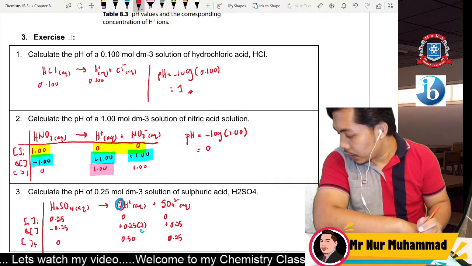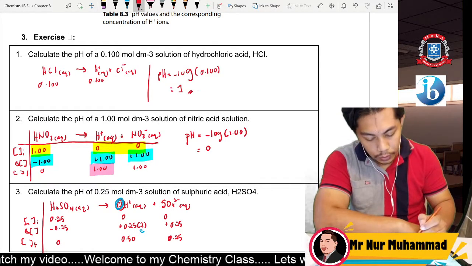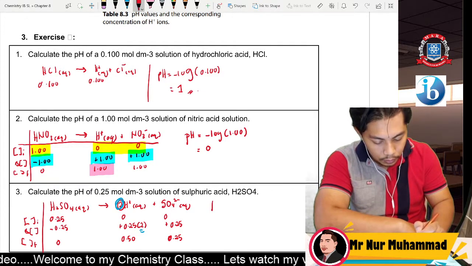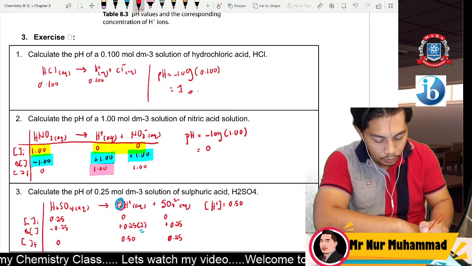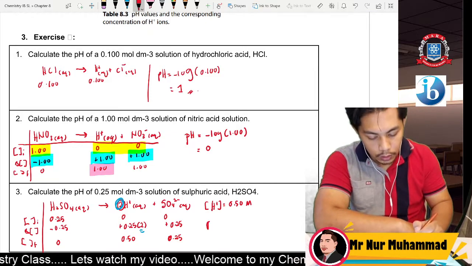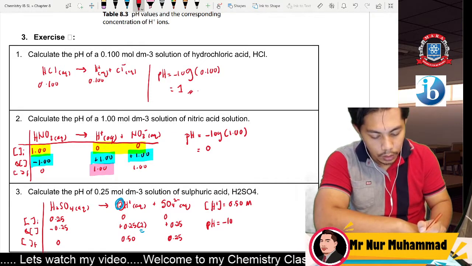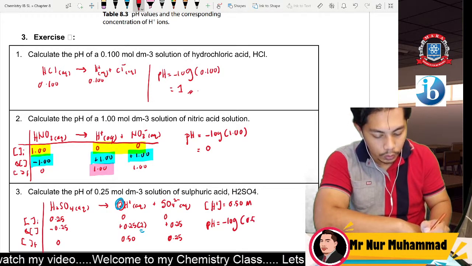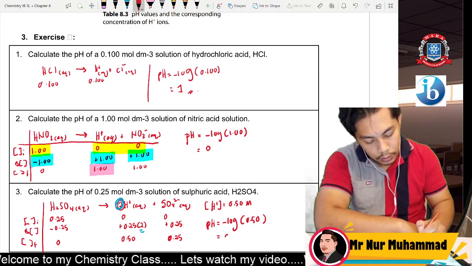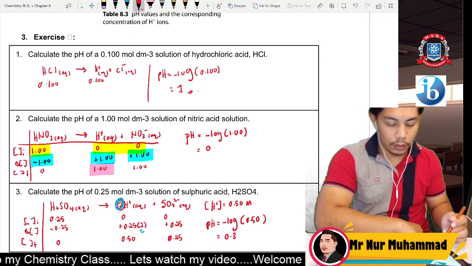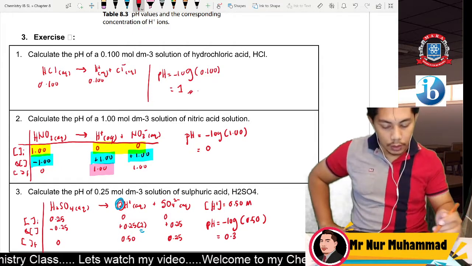So what is the concentration of hydrogen ion? The concentration of hydrogen ion is 0.50 molar, and pH is equal to negative log of 0.50. Then use your calculator. This is the pH for sulfuric acid.